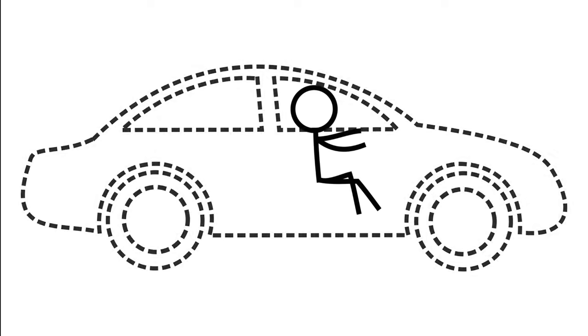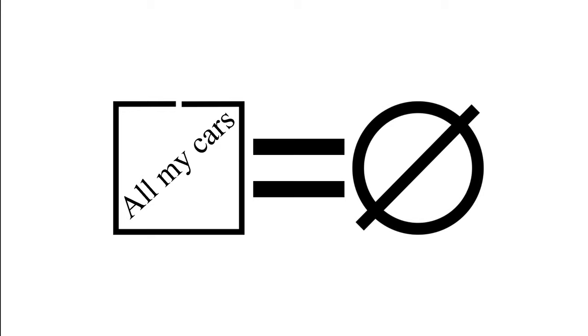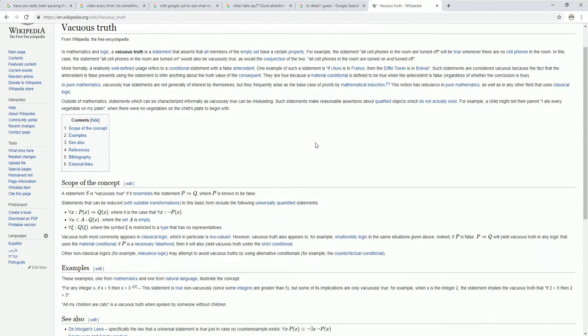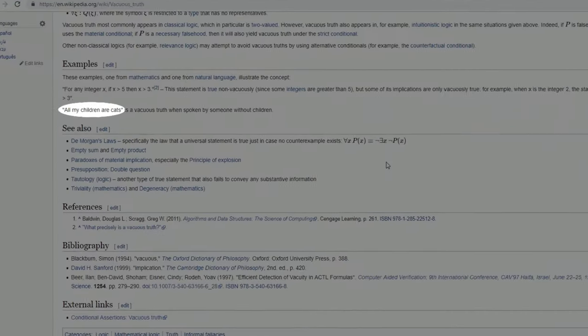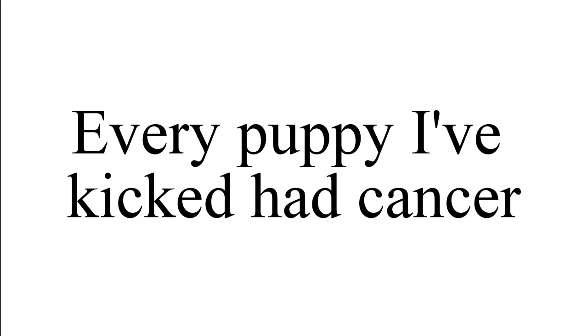This can get even more interesting though, like it's mathematically correct to say that all of my cars are Lamborghinis. I don't own a car, meaning the set of all my cars is simply the empty set, so this is a vacuous truth. Similarly, I don't have any kids, so I could say something like, all of my children are cats. Hell, I can even say that every president I've ever met has kissed me on the lips, or every puppy I've kicked had cancer.